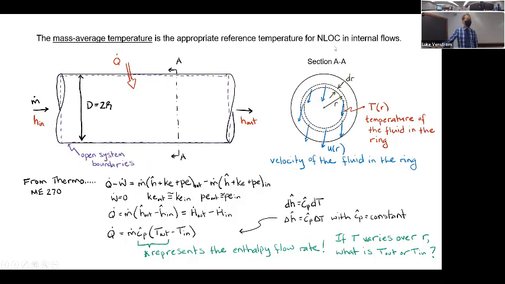Whenever we have h times delta T in Newton's law of cooling, that delta T is going to be T minus the mass average temperature of the fluid in the tube, right? Because that's the best reference temperature to use for the heat transfer in internal flows.